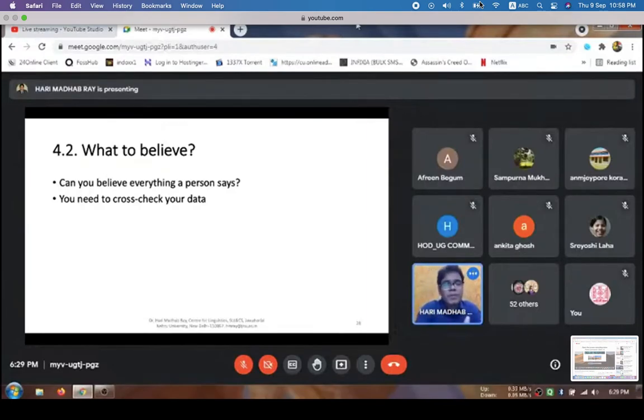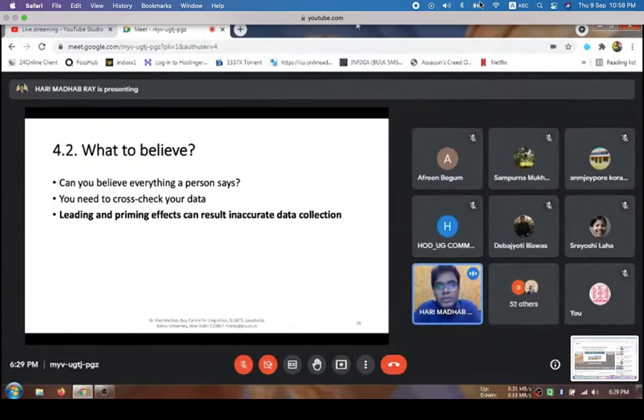So if you cross-check with other informants, then you get to know whether this is right or wrong. And leading and priming effects can result in inaccurate data collection, as I already told you. So you have to be very aware whether your informant is under the influence of those priming effects, or whether you were acting like a leader, and as a result he has given you inaccurate data. You have to be aware of that too.